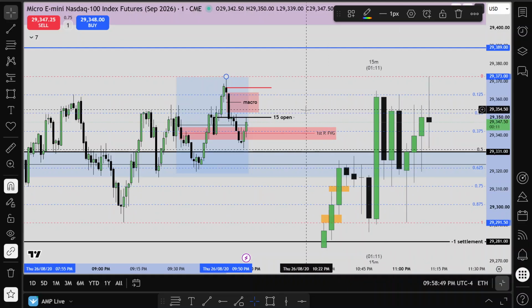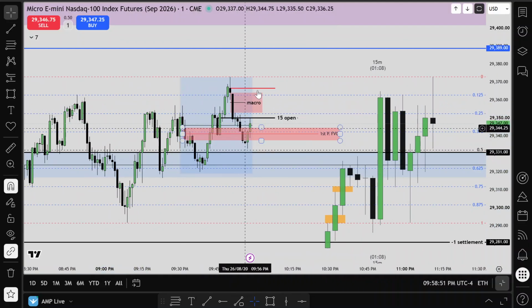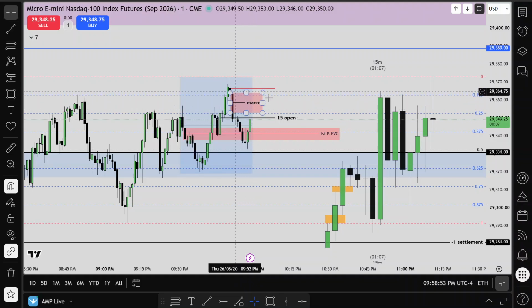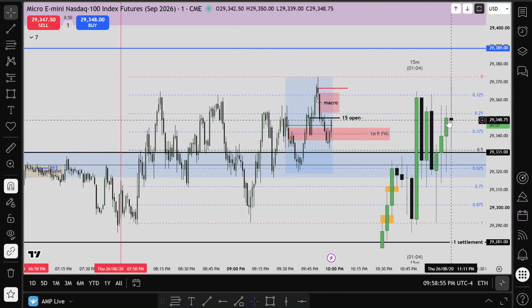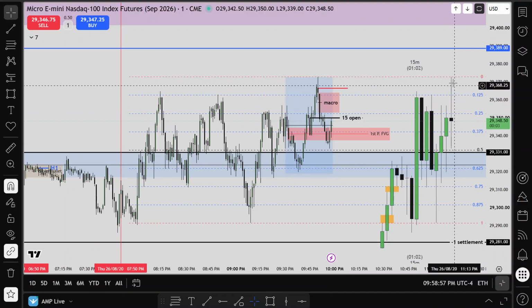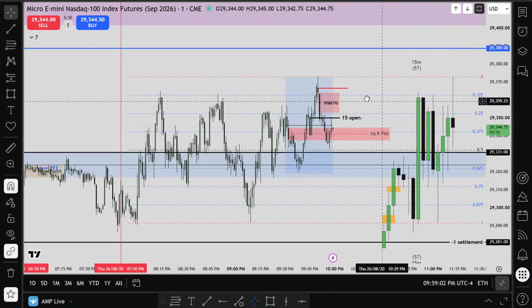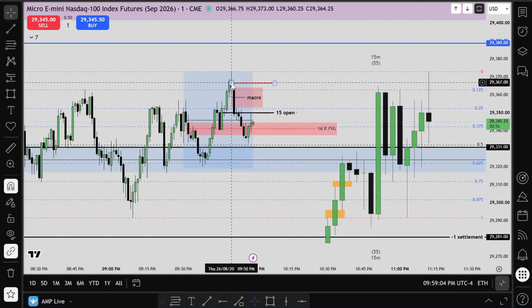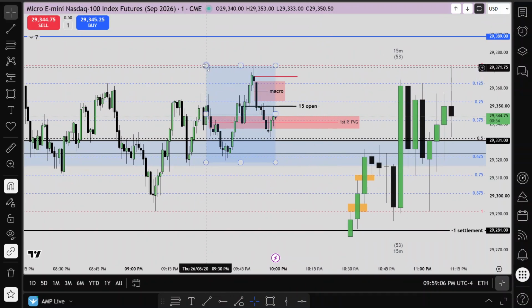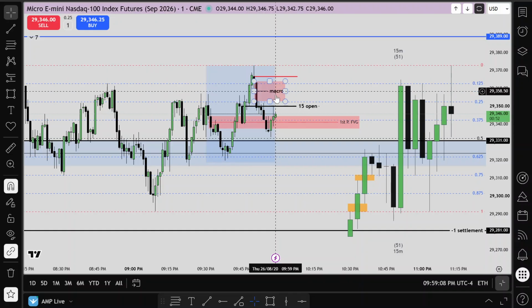All right, we'll see what happens on this one. Here we have the 9:30 to 10 o'clock range, macro price. The 15-minute during their opening range came up and took out all this buy side. So this is the macro opening price, 9:30 to 9:59.